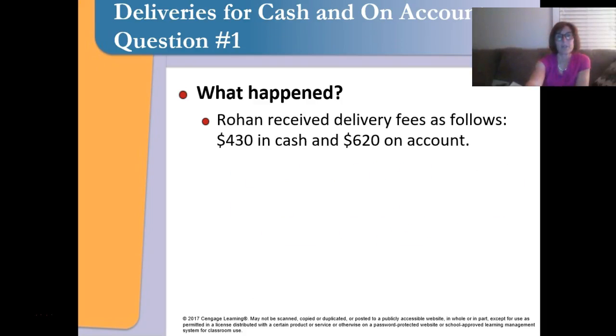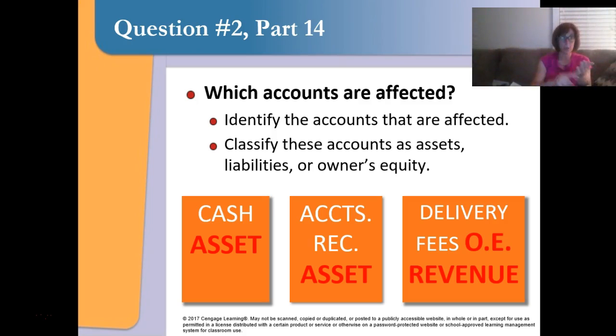Rohan continues to be busy. Now he receives delivery fees. He gets $430 in cash and $620 on account for his delivery services. So what accounts have we impacted here? We got some cash. And so some of this was also on account. So it's split between two, the cash and the accounts receivable. But the entire thing is going to be declared as revenue at the point of the sale.